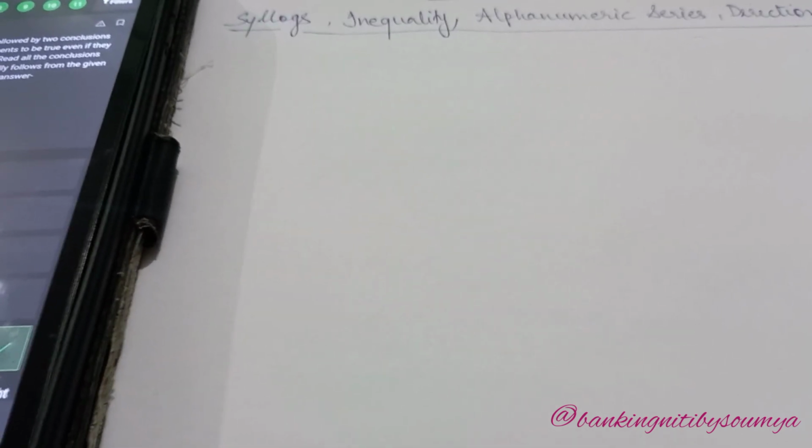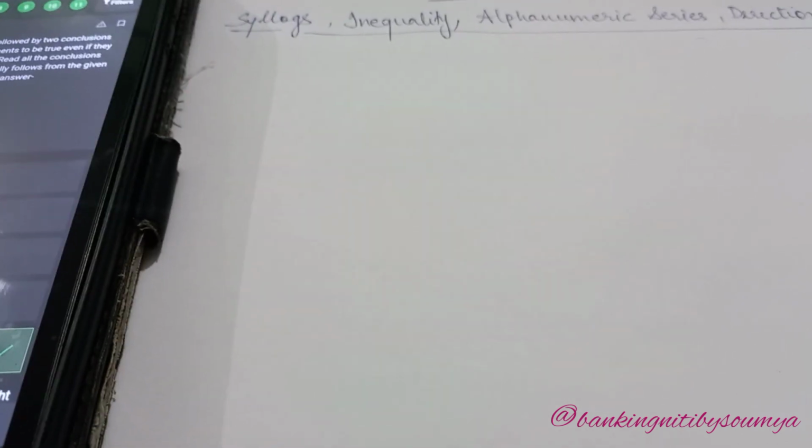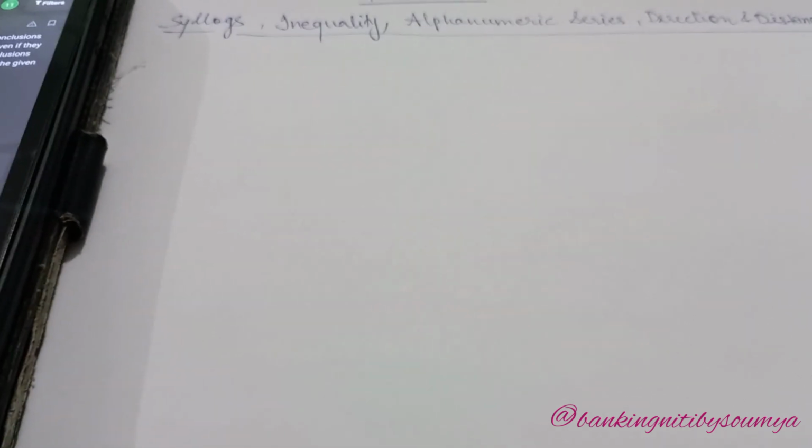In this, we will discuss questions regarding syllogism, inequality, alphanumeric series, direction distance and blood relation.